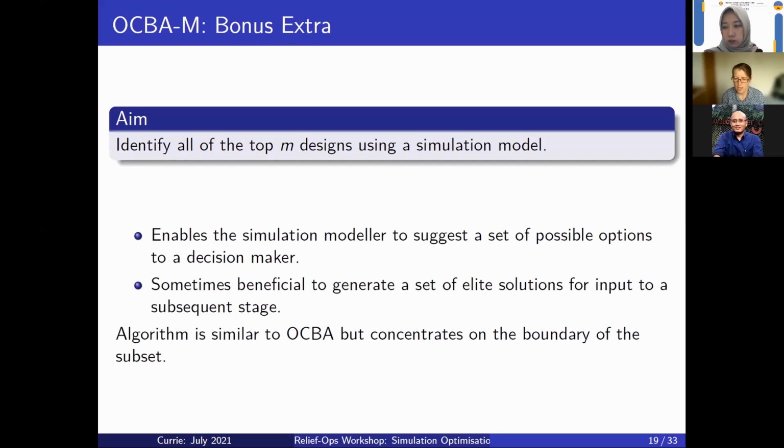With OCBAM, if you've got a solution that's clearly the best, then you're not actually that worried about getting that one exactly right. What you're interested in is the ones on the boundary. So if we wanted to say, the top 5 solutions, the ones you might be sampling would be the 4th, the 5th, the 6th, the 7th. So which side of the boundary is each of these solutions or designs on?